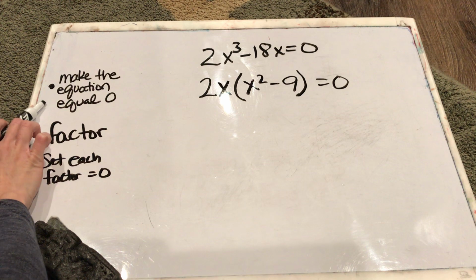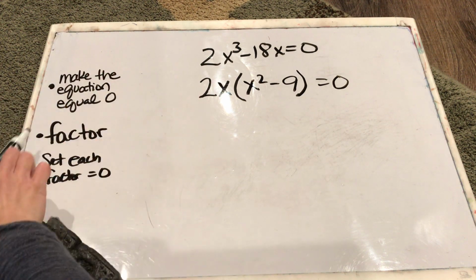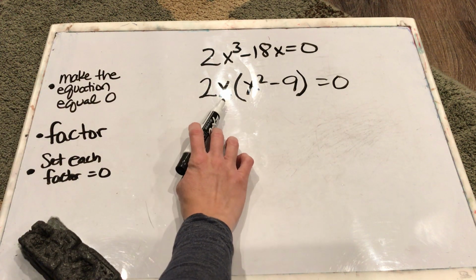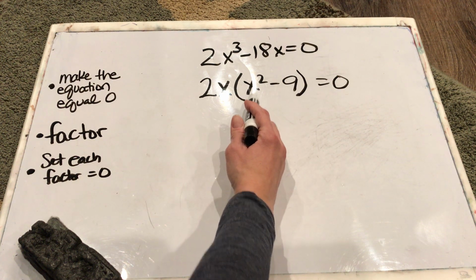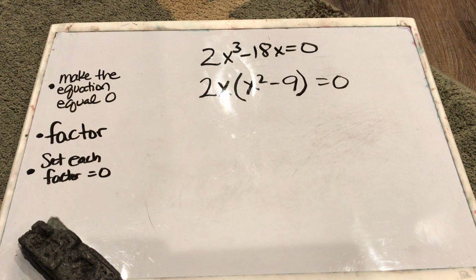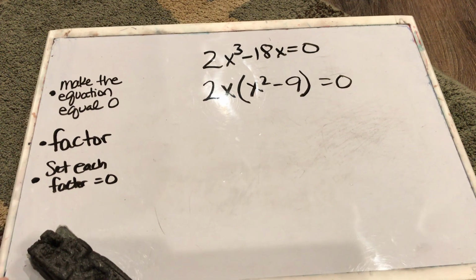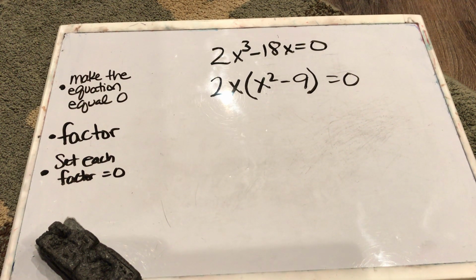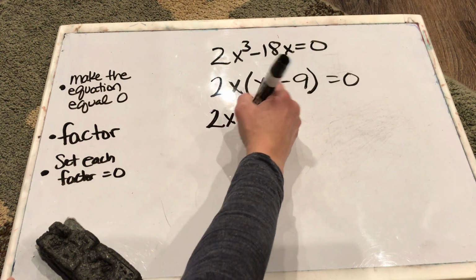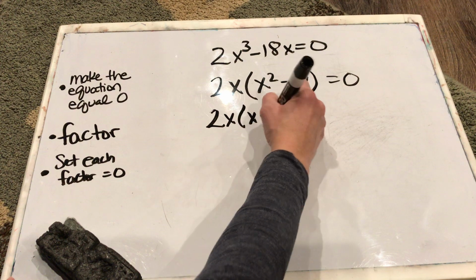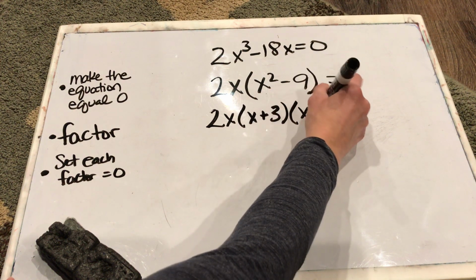Our first step was already done for us. It was set equal to 0. So now I'm factoring. I don't want to stop here. I want to make sure that my factors only have an x in them. If there's an x squared in there, it's not going to be easy for me to solve. So I want to go ahead and factor this x squared minus 9 as an x plus 3 and an x minus 3.